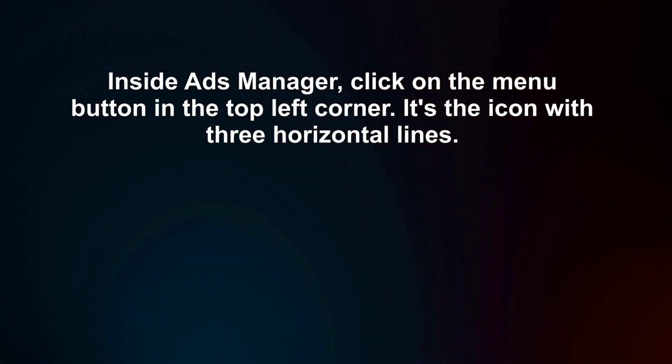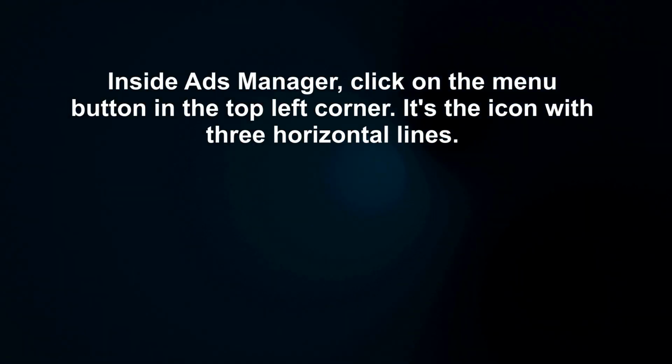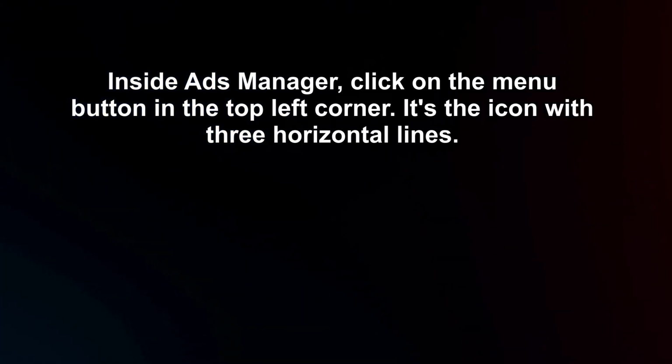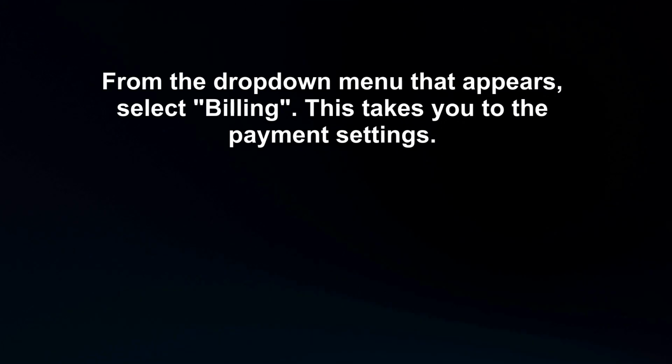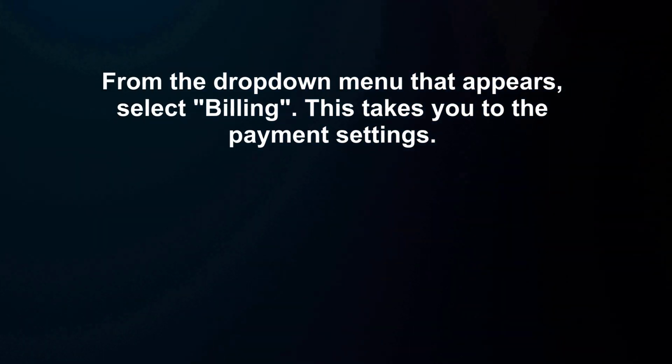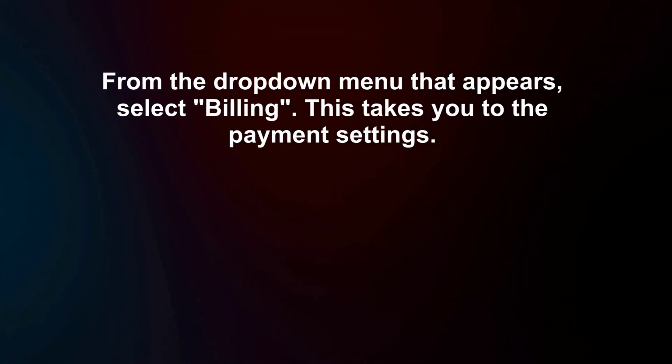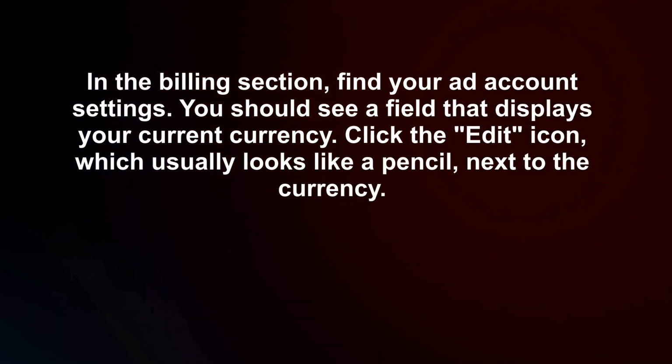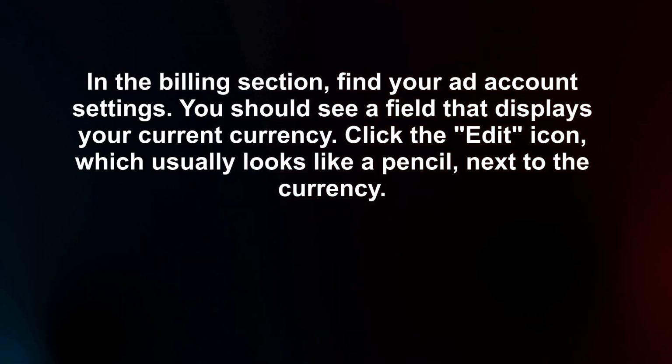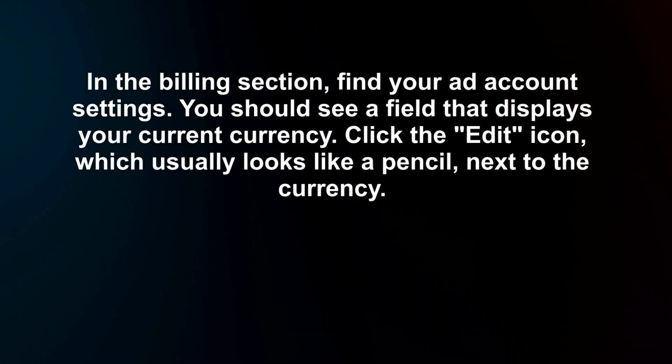Inside Ads Manager, click on the menu button in the top left corner. It's the icon with three horizontal lines. From the drop-down menu that appears, select Billing. This takes you to the payment settings. In the Billing section, find your ad account settings. You should see a field that displays your current currency.